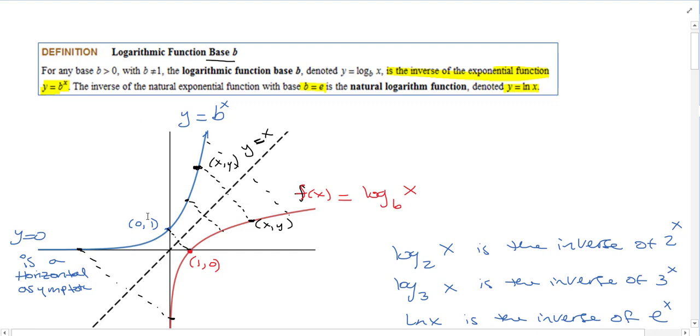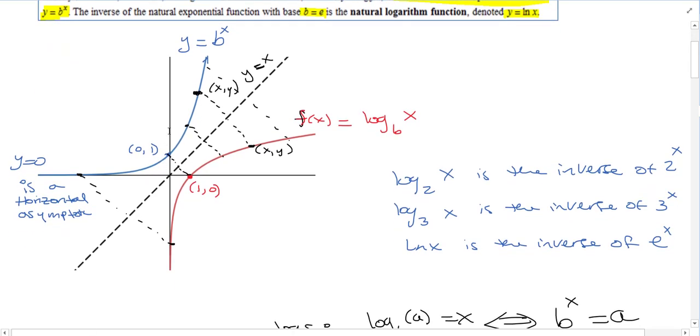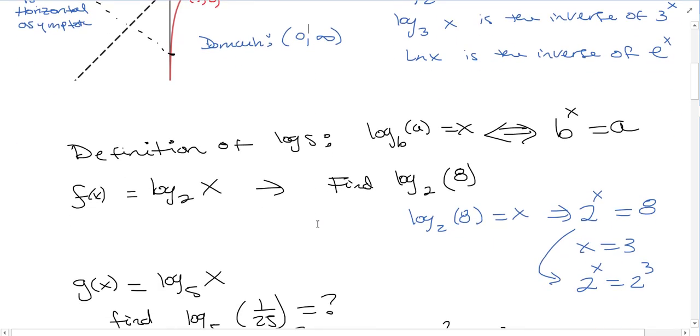And now that we know about inverses, the range of the inverse is the domain of the function. So the range of the exponential, 0 to infinity, is now the domain of the logarithm. So I'm going to make a note there. The domain is 0, not including 0, to infinity, because we can't take the log of 0.